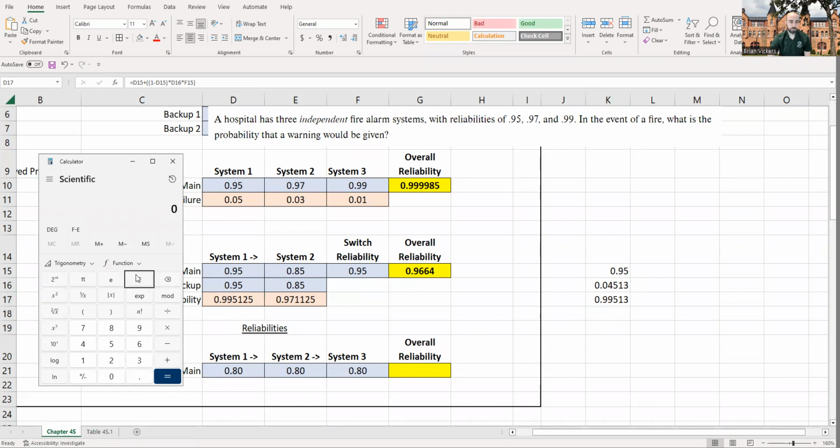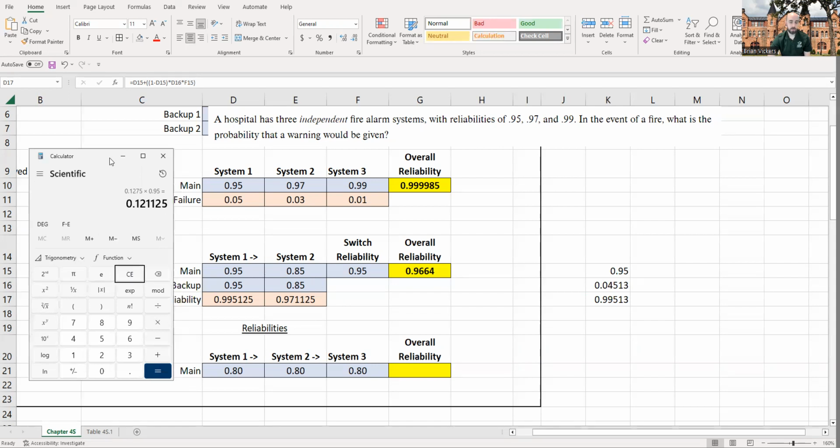85% of my baseline. I get to add to that 1 minus 0.85. What's happening here? 1 minus 0.85 is 15%. So 15% of the time I need that backup, times 0.85. So that would be the added backup, except the switch isn't 100% reliable. So times 0.95 is 0.121125. I add that to the initial 85%. Get 0.971125.